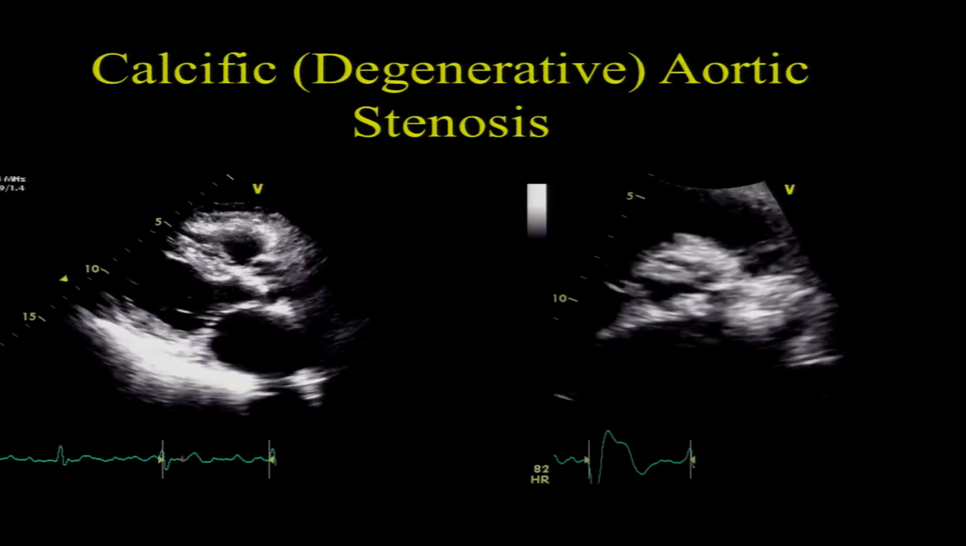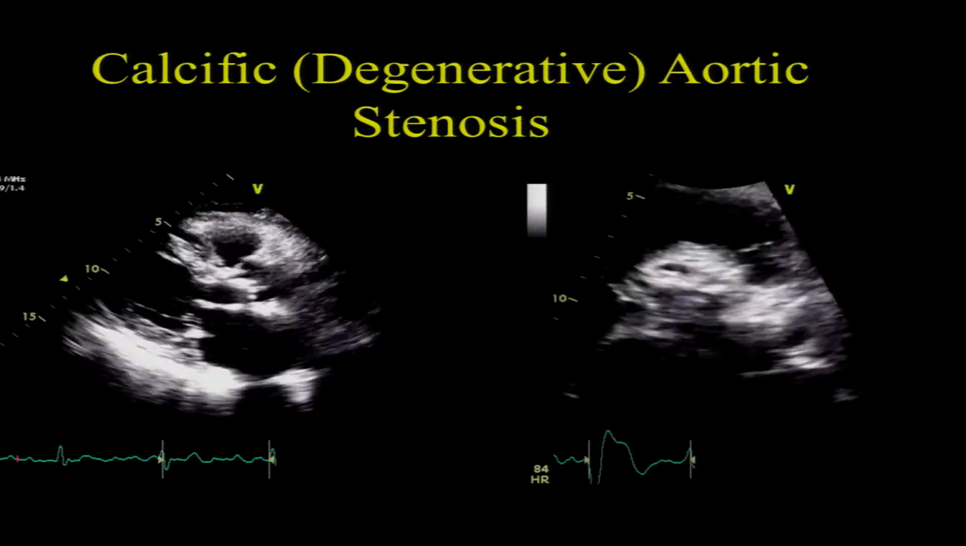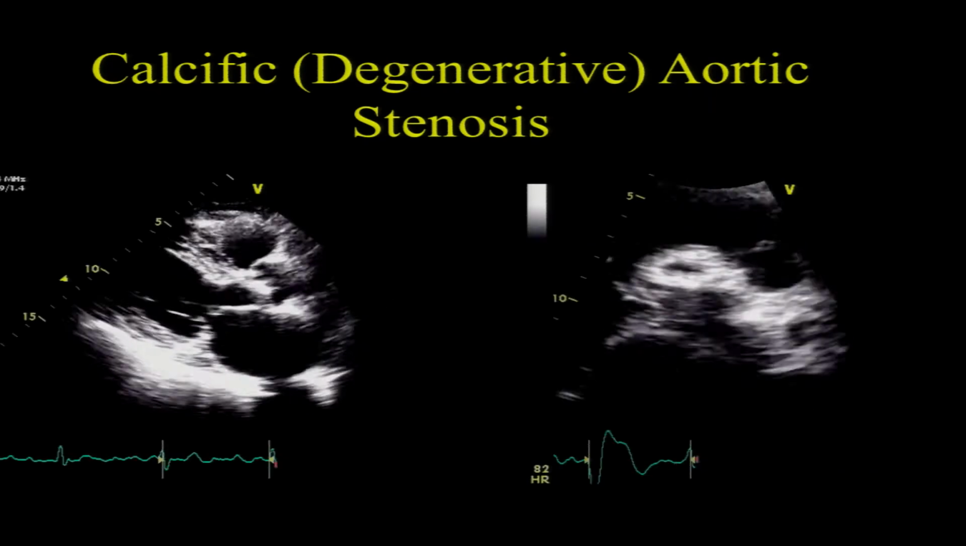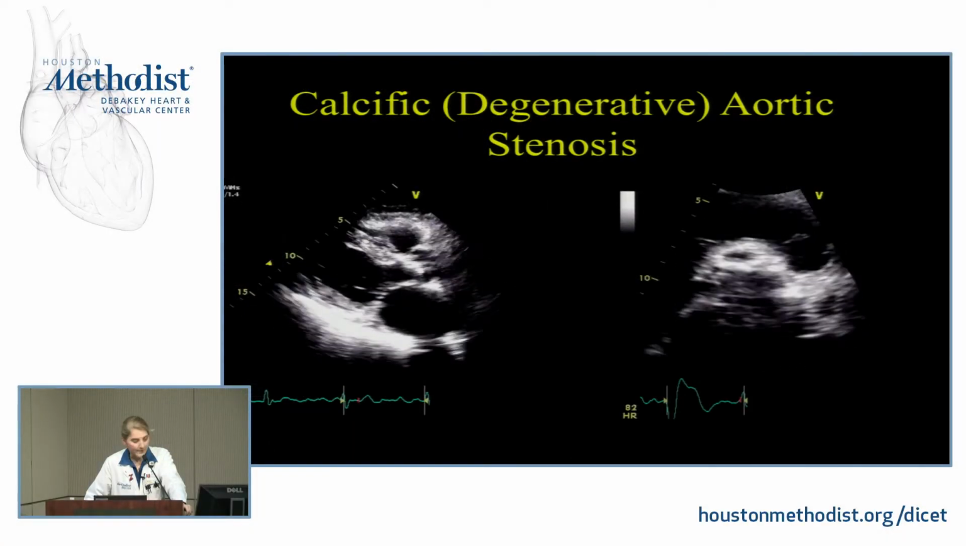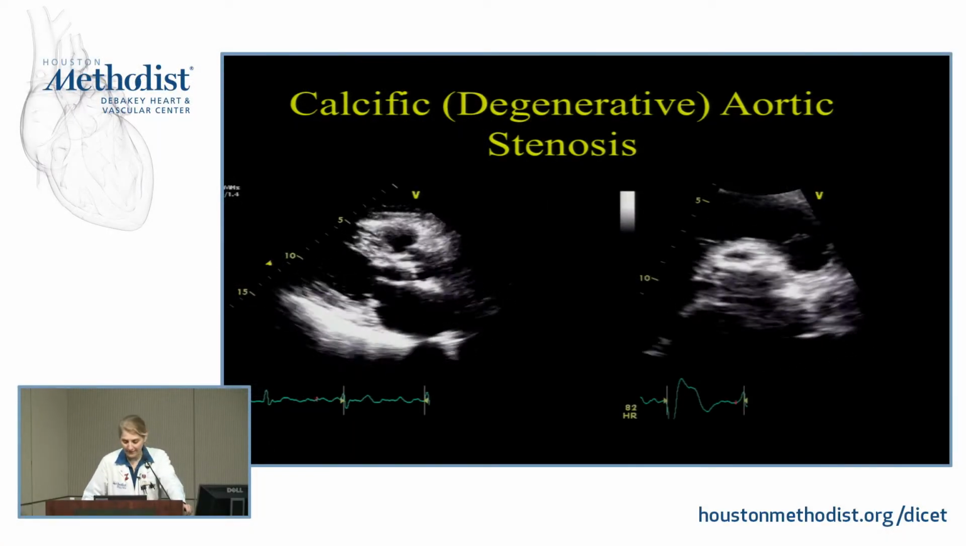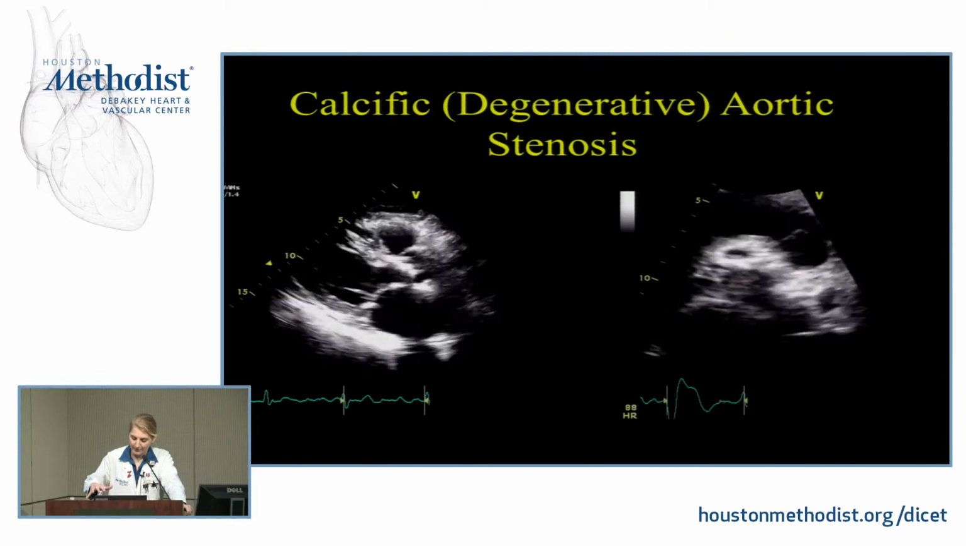So here is a classic case of the most common form of aortic stenosis. And this is calcific or degenerative aortic stenosis. Basically, you can see from both of these images that the aortic valve is very calcified, and it is involving mostly the leaflets. So it's starting at the leaflet tips and going all the way down to the leaflet bases.